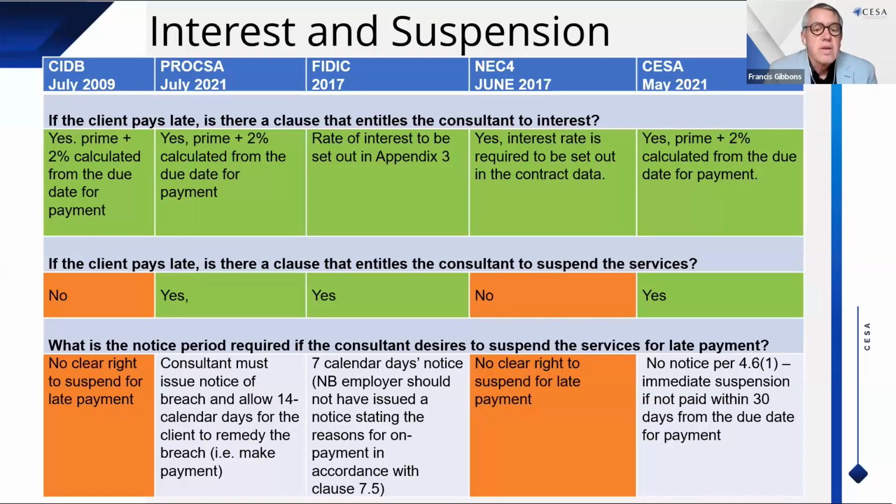So firstly, the remedies are interest claims and then suspension. So if the client pays late, is there a clause that entitles the consultant to interest? Under the CIDB, under the PROXA, and under the CESA, there's the normal prime plus 2% calculated from the due date for payment. In FIDIC, the rate of interest must be set out in Appendix 3, and in the NEC, the interest rate must be set out in the contract data.